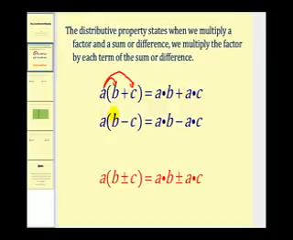Similarly, if we have A times the quantity B minus C, we'll multiply the A and the B and also multiply the A and the C. So we'll have A times B minus A times C.